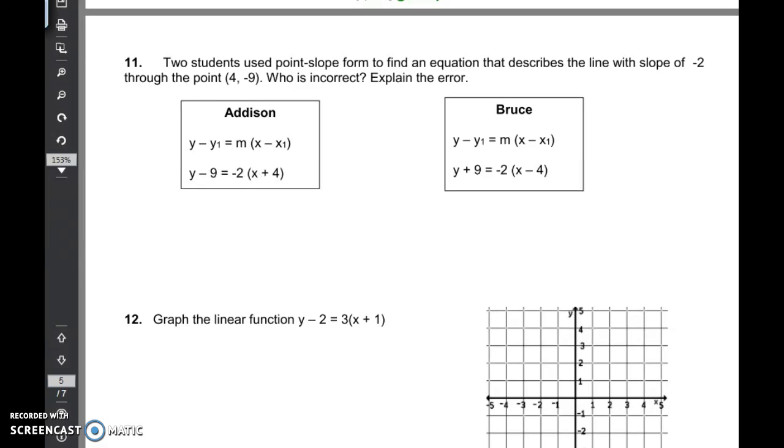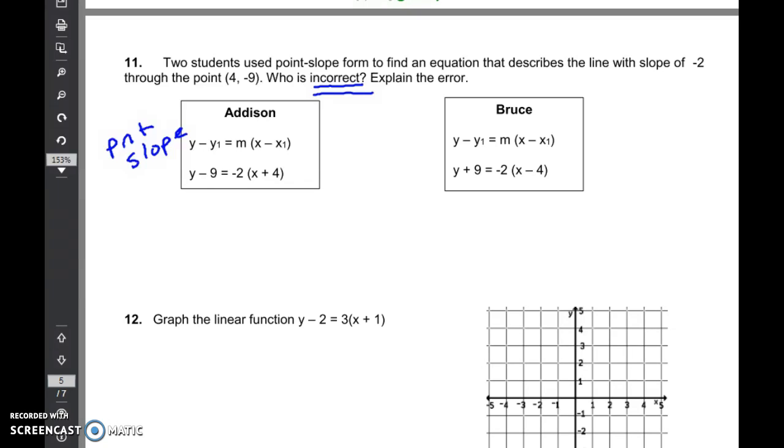All right, number 11. This is one of the find the error things. Make sure that you read the question correctly first. Who is incorrect? Don't tell me who is correct. That's not answering the question. Who is incorrect? So what we have here is the point slope formula. If you forget the point slope formula, it might show up somewhere on the test. Check these error things to help you with formulas if you've forgotten them.